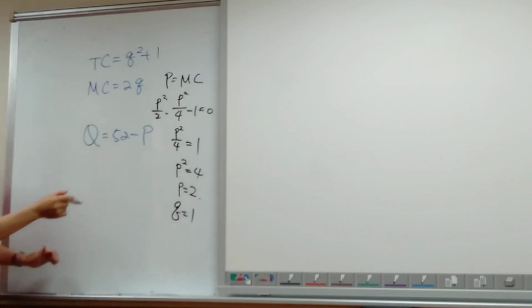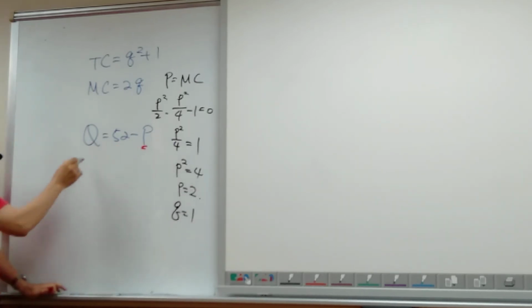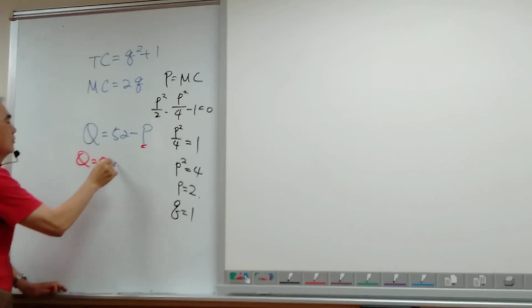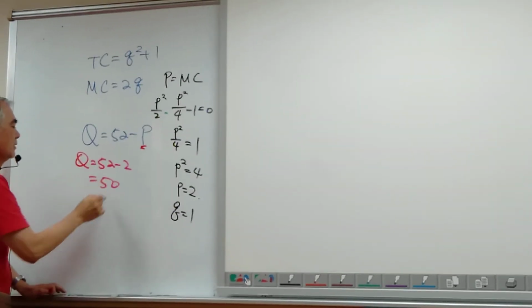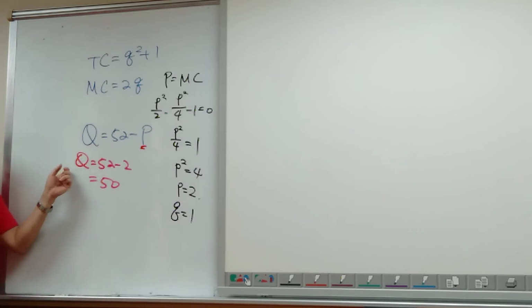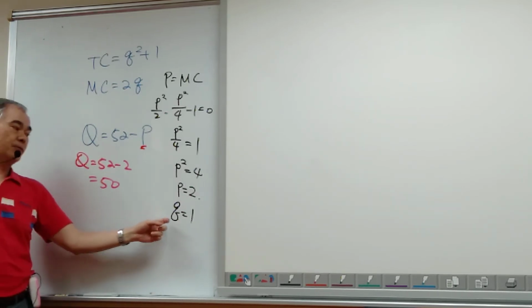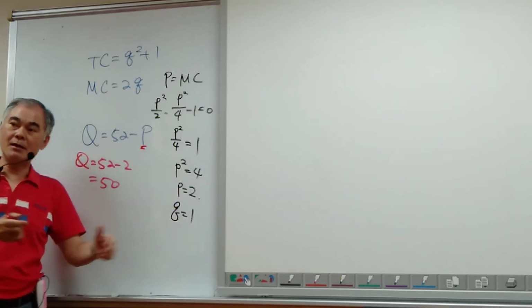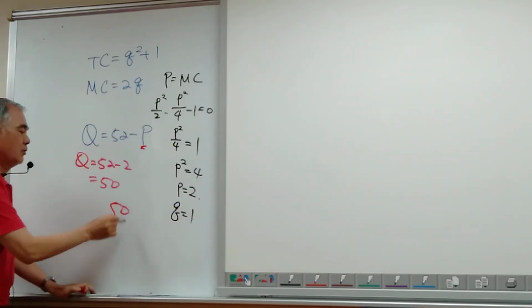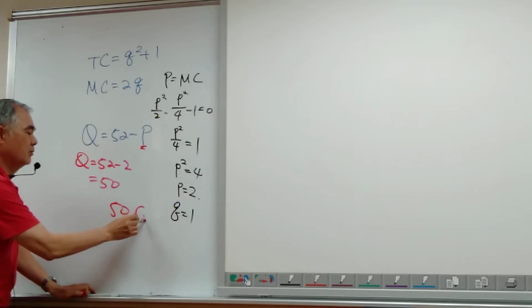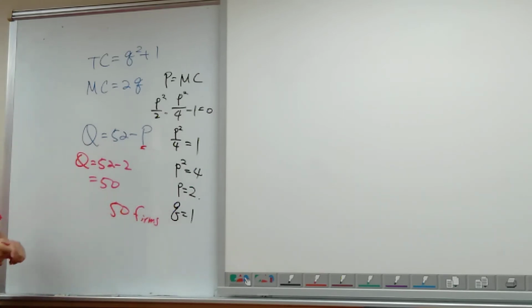Okay, number of firms, because P is equal to 2, right? So Q is equal to 52 minus 2, so it's equal to 50. So the market quantity is equal to 50. And each firm produces 1 unit, right? So how many firms do you have? You have 50 firms. Okay, so this is for question 2. Such questions will be in the midterm, so you have to be able to do this.